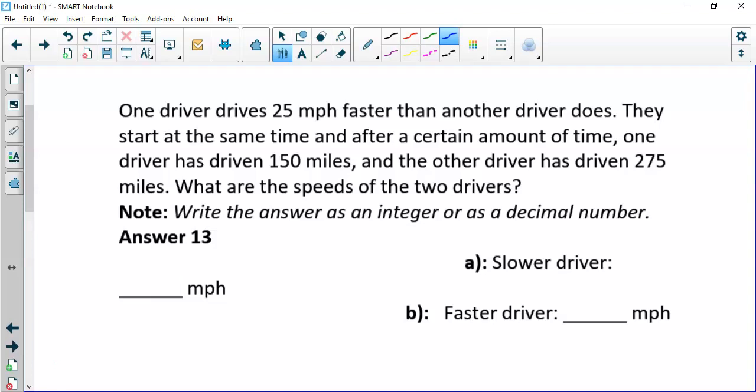All right, so it says one driver drives 25 miles per hour faster than another driver. They start at the same time, and after a certain amount of time, one driver has driven 150 miles and the other driver has driven 275 miles. What are the speeds of the 2 drivers? Very common question.